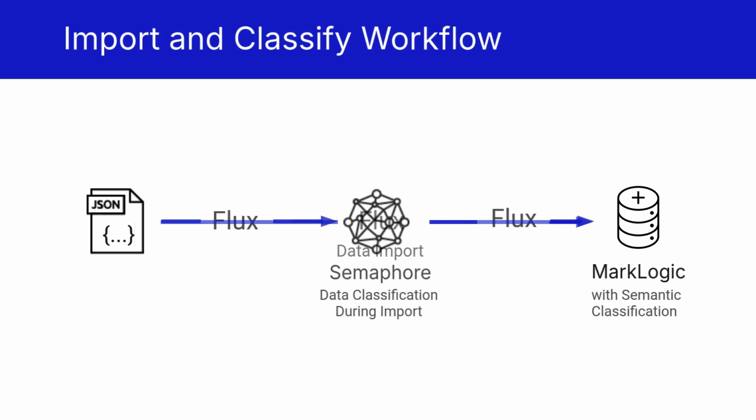Flux can work with Progress Semaphore to classify the information as it is loaded. Semaphore will automatically assign categories or tags to documents for easier organization and retrieval in MarkLogic. This classification feature is particularly useful for organizations managing large-scale document ingestion and processing. This video will show you how to use the Flux command for importing data and add classification options that describe how to communicate with Semaphore during the import process.